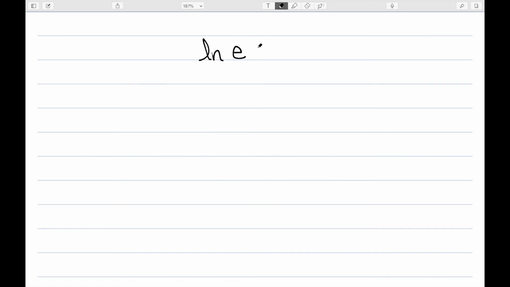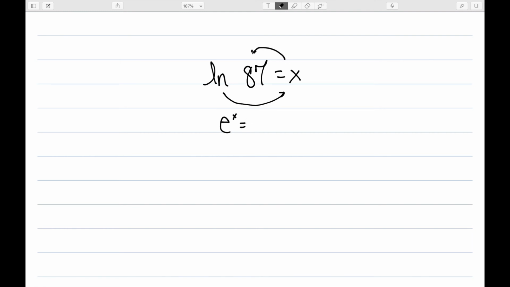If we want to evaluate ln of e, we can set this equal to x. Since we have an ln, we know this is going to be base e, raised to the x power is equal to e. So in this case, x needs to be equal to 1. If I want to do ln of 87, this time I would have e to the x power equal to 87, which is not as easy to evaluate as my last few examples.